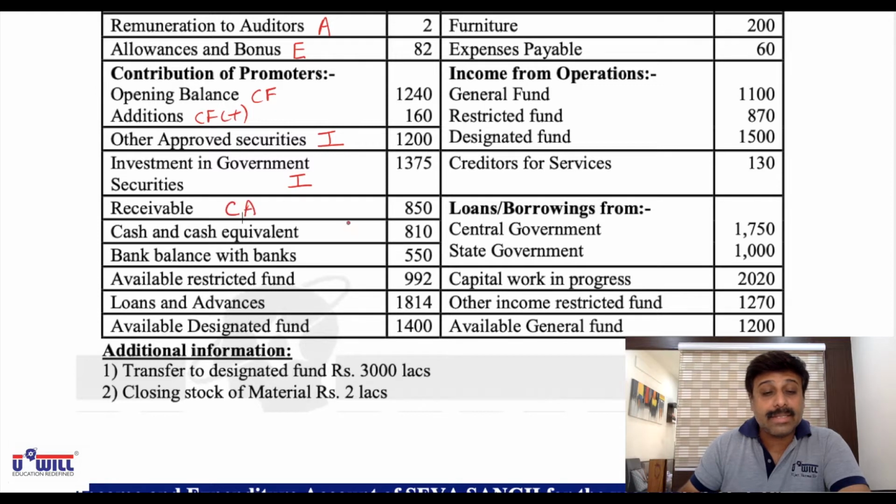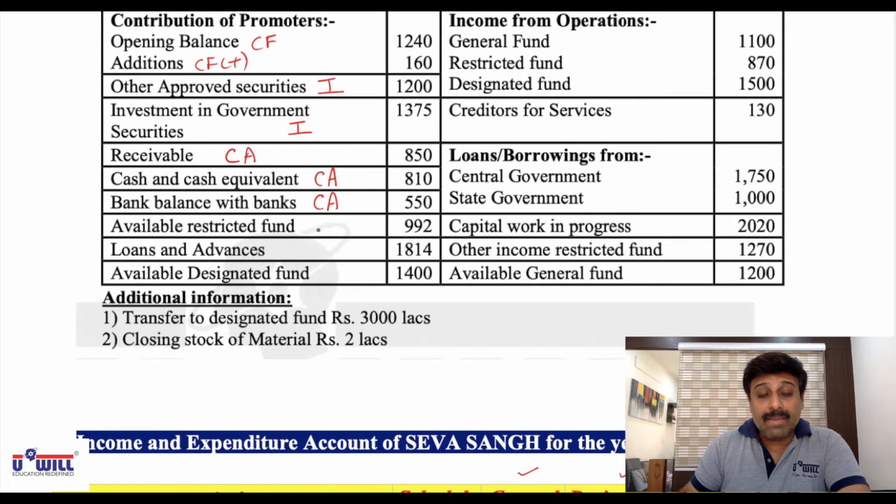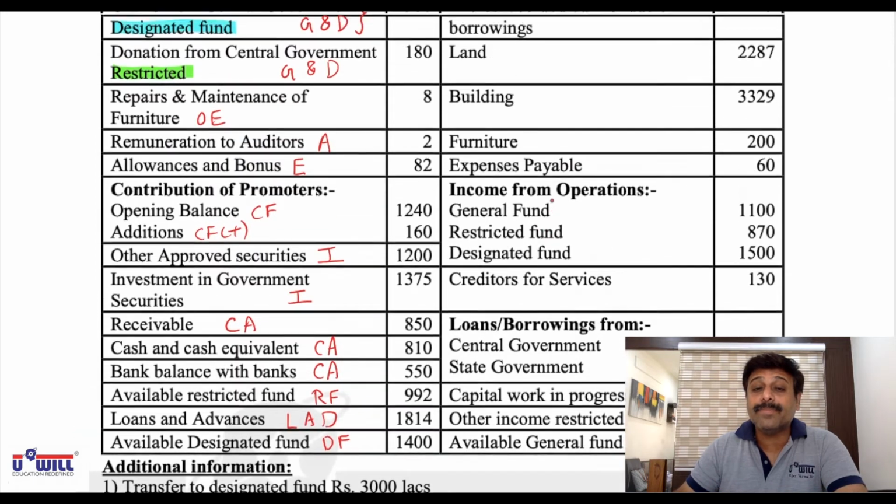Receivables are current assets. Cash and cash equivalent is a current asset. Balance with bank is a current asset. Available restricted funds, so RF, this will come in the balance sheet. Loans and advances, loans, advances and deposits. Available designated fund will come in the balance sheet under designated fund.